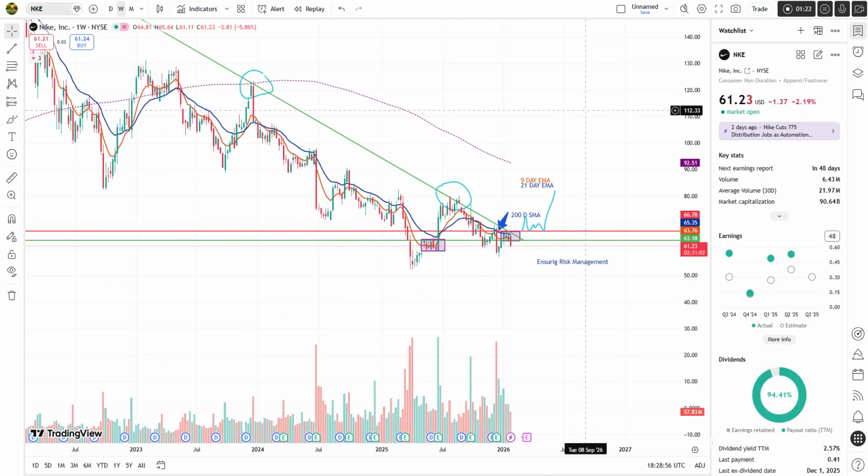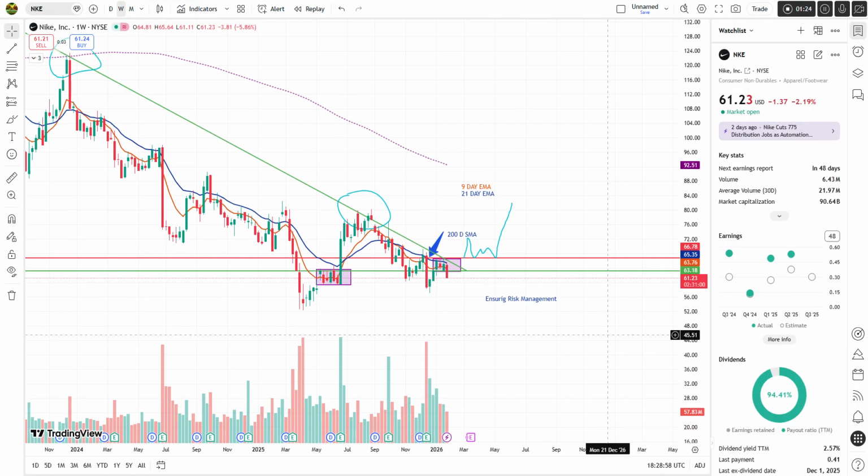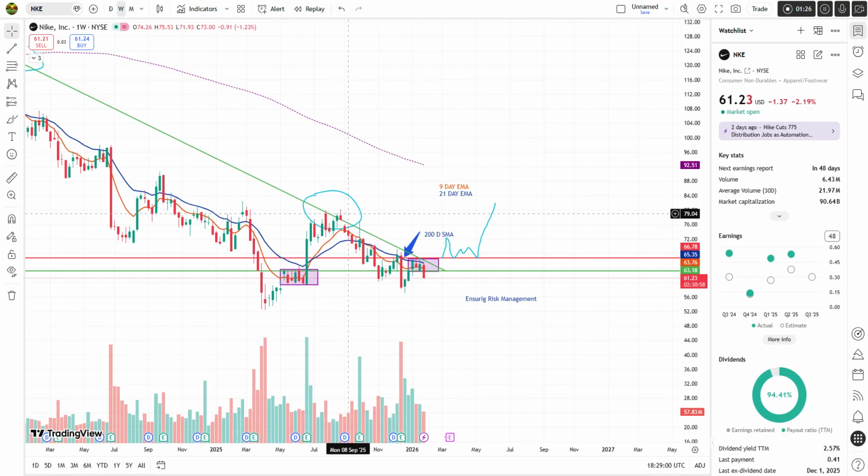We can see Nike came along here, tried here one more time to surpass this trend line. It failed all over again. At this point in time, it tried again once here and it failed.